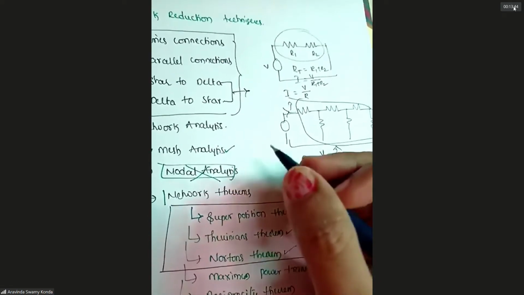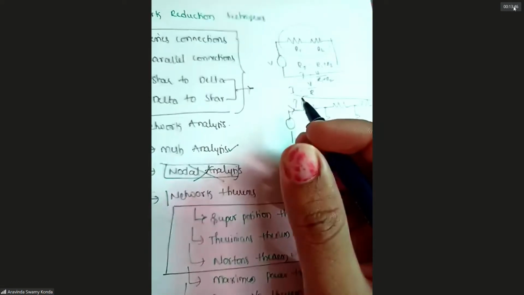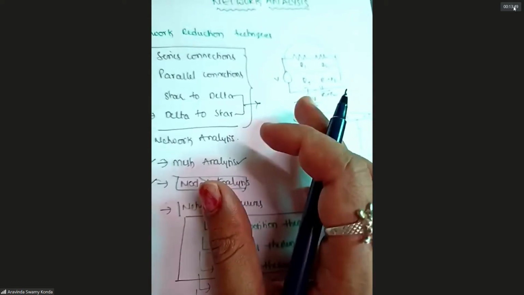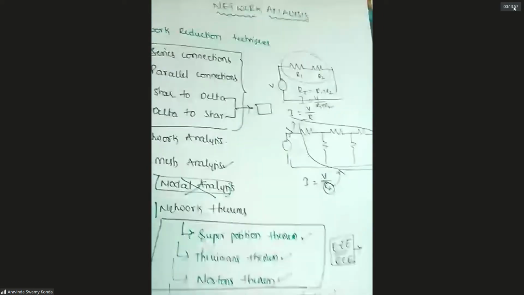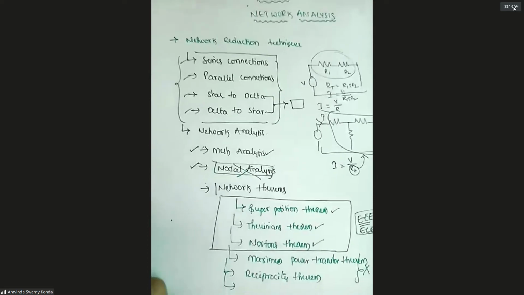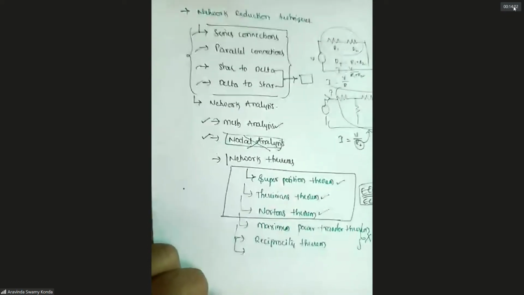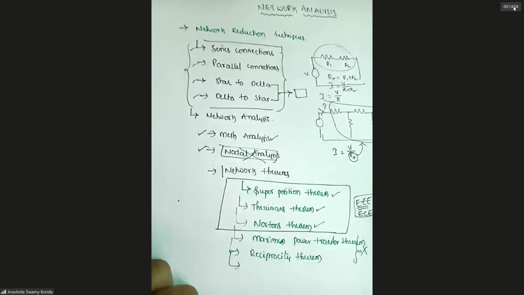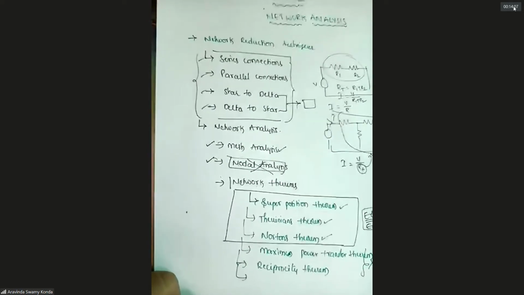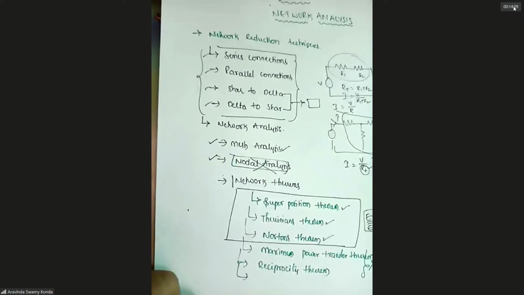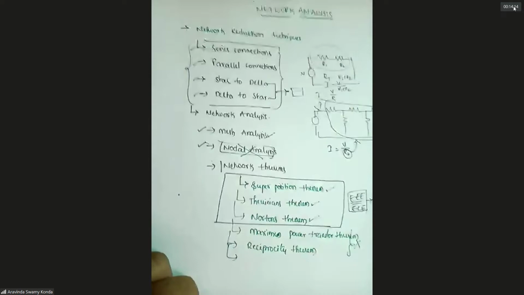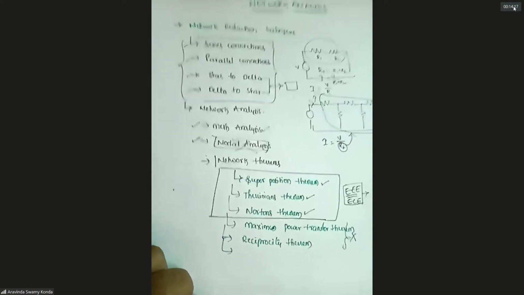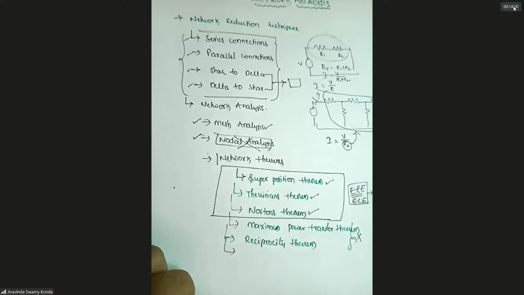We can convert according to our convenience, according to our analysis. In order to reduce the network, we convert a star connection to a delta connection, or a delta connection to a star connection. The applications may be useful for some of the reduction techniques. So we can convert star to delta and delta to star, or vice versa. Next, in network analysis, we have mesh analysis, nodal analysis and some theorems. Mesh analysis is important to you.